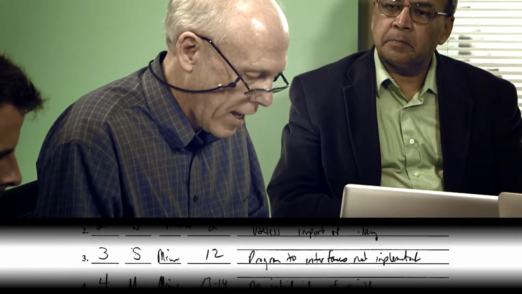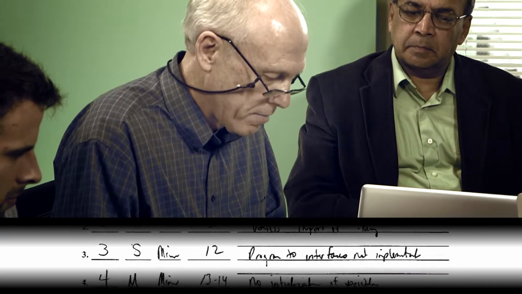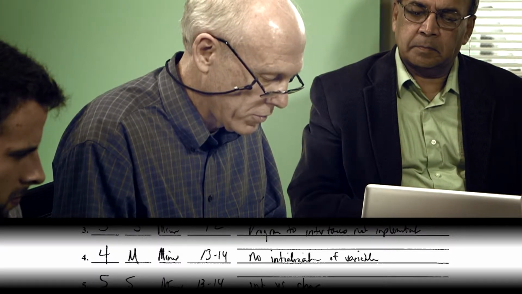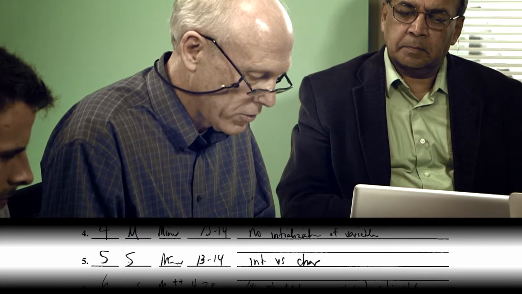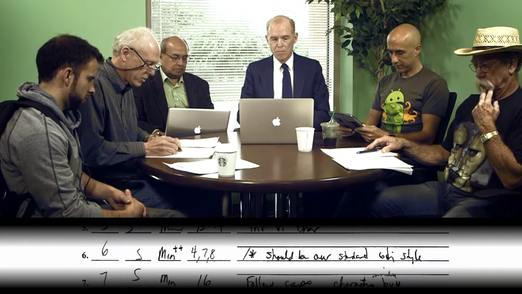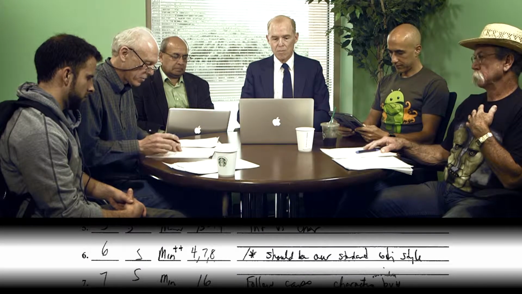Stylistic, minor, line 12, program to interfaces, not implementations. Missing, minor, lines 13 and 14, no initialization of variables. Stylistic, minor, 13 and 14, integer versus character. Style, minor, lines 4, 7, and 8. We discussed all about our standard coding style, and comments should be slash asterisk.